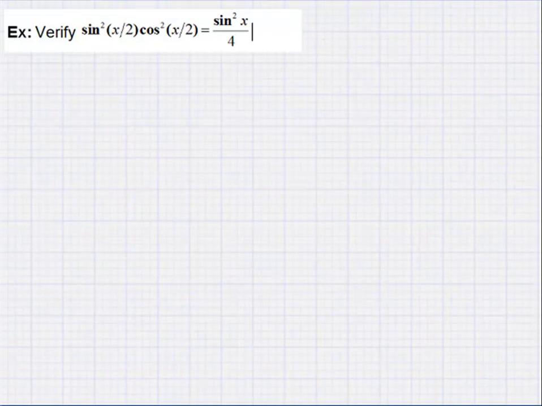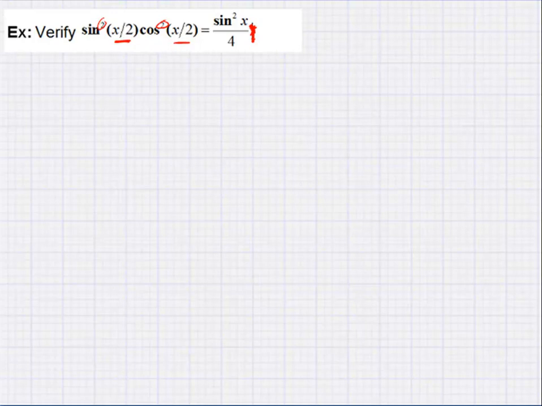One more. Verify this identity. Okay, so what I'm going to do is start somewhere. I think this is a pretty easy one to recognize, so I'm going to start with this. These are half angles, so I'm going to use the half angle identities. And then we've got squares. So we think about what the half angle identity for sine is, and the half angle identity for cosine.